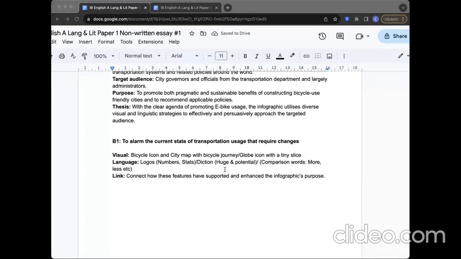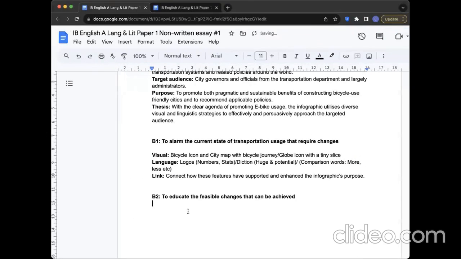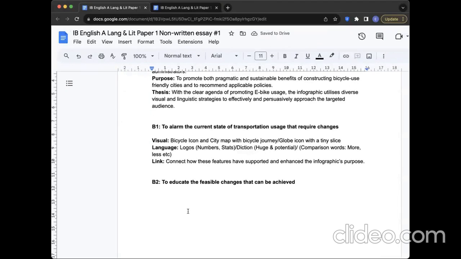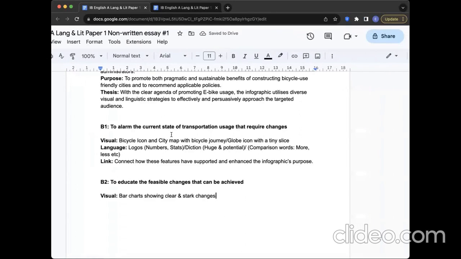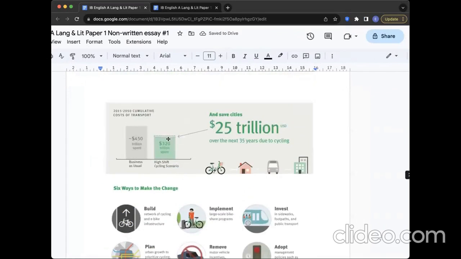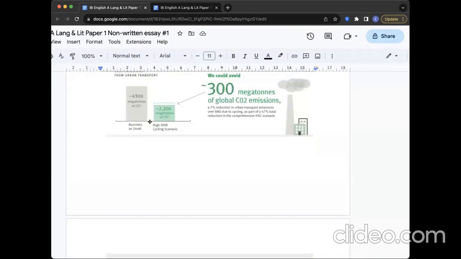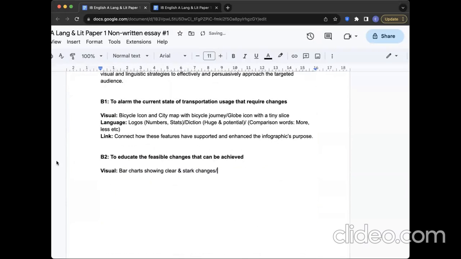Second purpose of this infographic that I can think of would be to educate the feasible changes that can be achieved. City governors haven't really understood how much can be changed or what can be actually changed. So the infographic is trying to educate them by using visual evidences such as bar charts that are showing clear and stark changes, obviously. I can point them out.